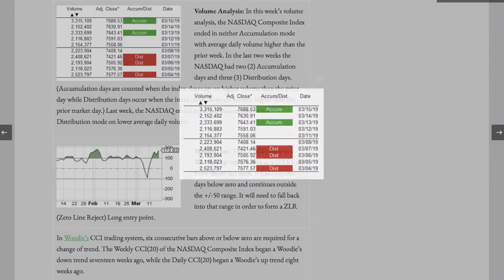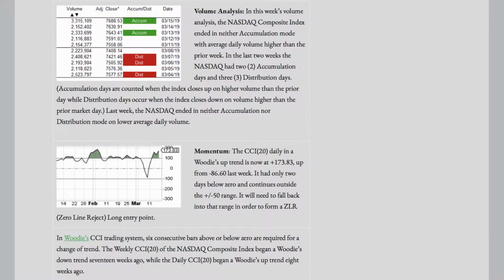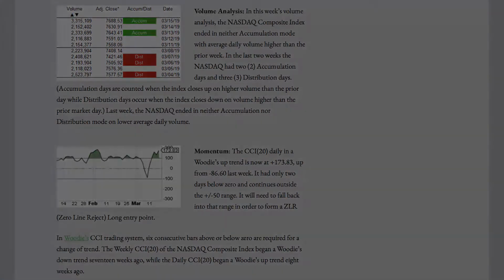Volume analysis. In this week's volume analysis, the Nasdaq Composite Index ended in neither accumulation mode nor distribution mode, with average daily volume higher than the prior week. In the last 2 weeks, the Nasdaq had 2 accumulation days and 3 distribution days. Accumulation days are counted when the index closes up on higher volume than the prior market day, while distribution days occur when the index closes down on volume higher than the prior market day. Last week, the Nasdaq ended in neither accumulation nor distribution mode on lower average daily volume.